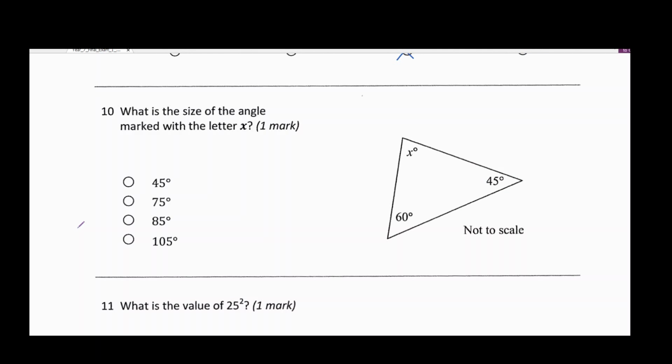What is the size of the angle marked with the letter X? So inside a triangle, there's 180 degrees. Okay, so 180, take 60, take 45 will give you the answer we want. So we can type that into the calculator. 180, take 60, take 45, which is 75 degrees. And there it is.